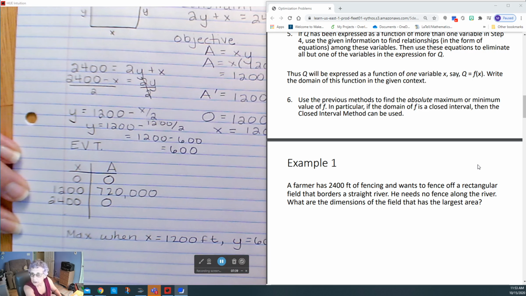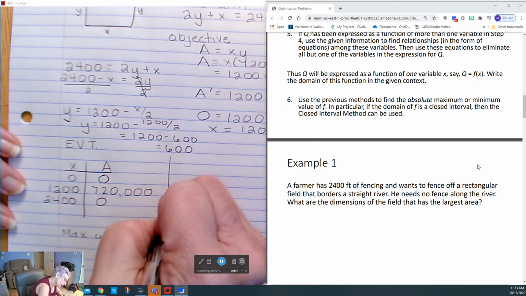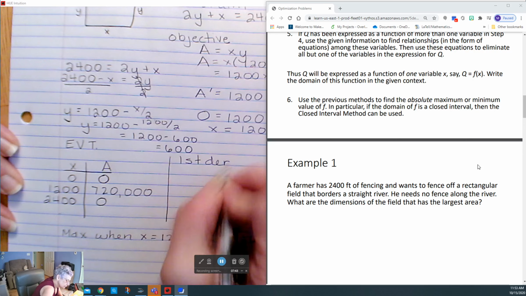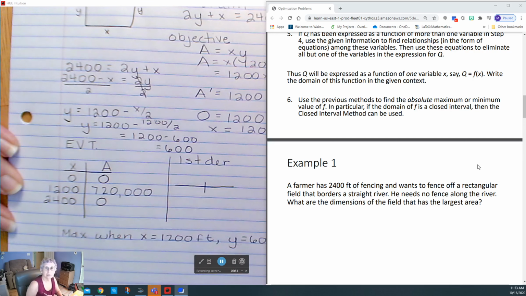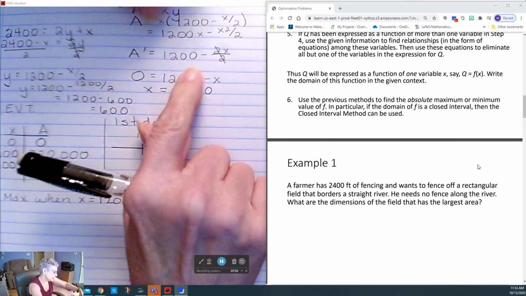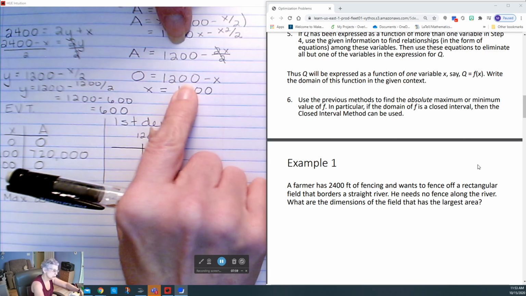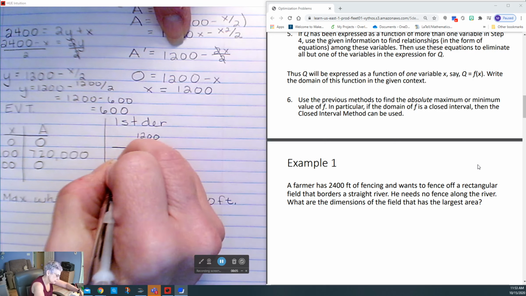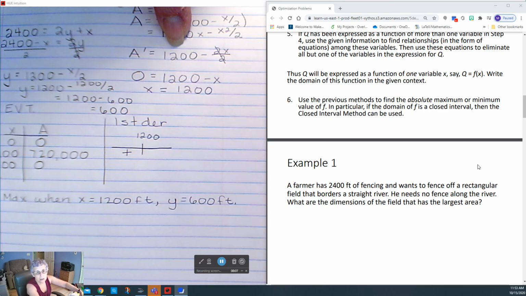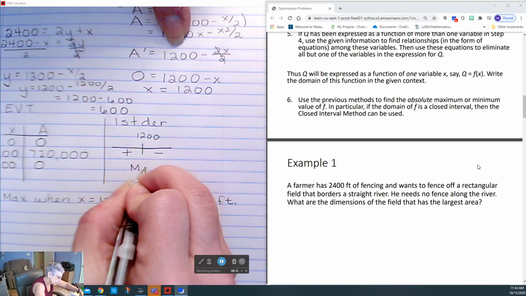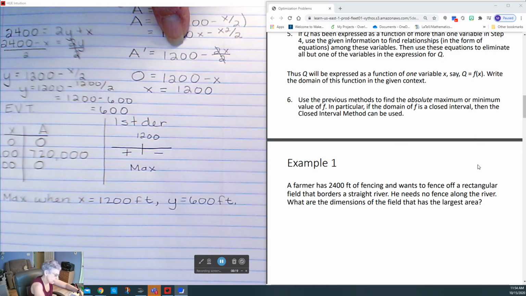Now let me go back and make sure, yes, it's feet. Another way we could do it is the first derivative test. I plot my 0 here, which was 1200. I look back at my derivative function, 1200 minus x. I plug in something less than 1200, something like 1100, I get a positive thing. I plug in something bigger than 1200, 1300, I get a negative thing. So I have a max.